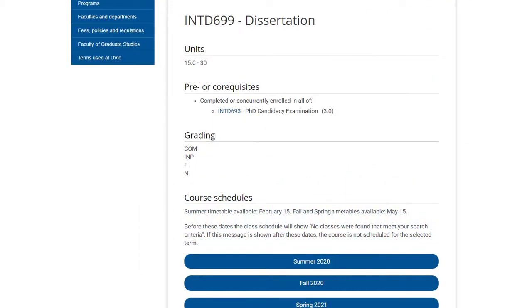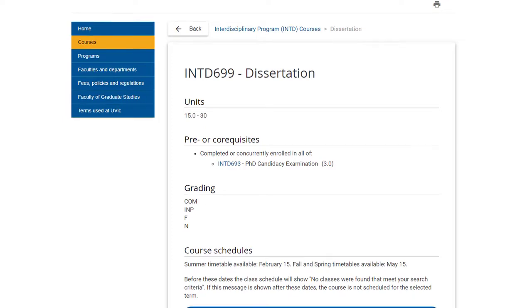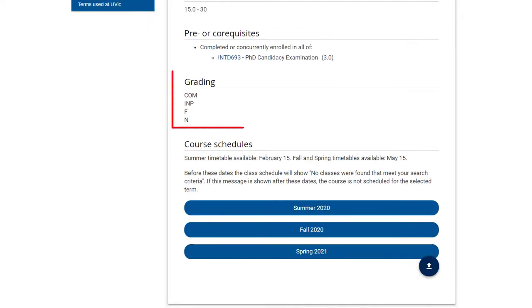Lastly, it's important to understand the grading scale. Now, on many courses, you won't see a grading field at all, and in those cases, it means the grading style is standard. Now, in some cases, here's an example using INTD 699, which is a PhD dissertation. You'll notice the grading field contains a series of letters or phrases. In this case, grading is indicated because it does not use the standard grading. As such, the calendar offers you the alternate grading styles that will be applied to this course.